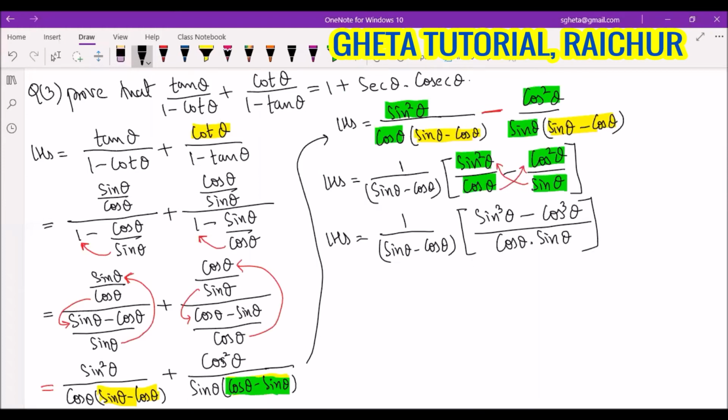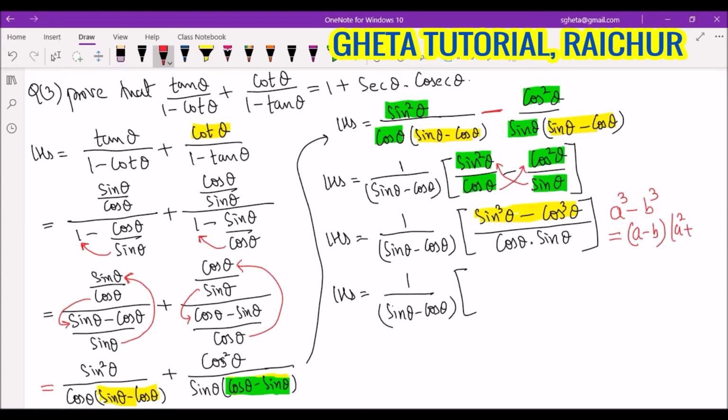Now a very important step. Here 1 by sine theta minus cos theta, keep as it is, don't change anything. Now the very important step is sine cube theta minus cos cube theta. Here we have to use the identity, the a cube minus b cube identity. A cube minus b cube is nothing but a minus b, a square plus b square plus ab. This is the a cube minus b cube identity.